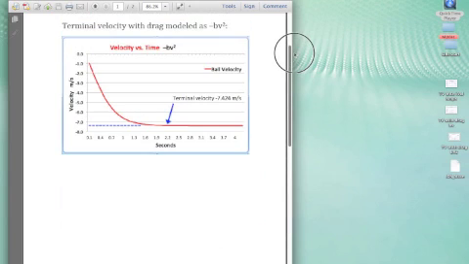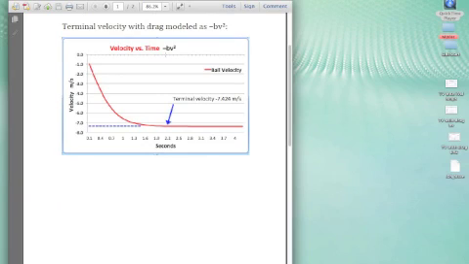It just means here that the drag coefficient times the velocity squared would dominate, and we'd reach terminal velocity a little bit faster than in the second case.